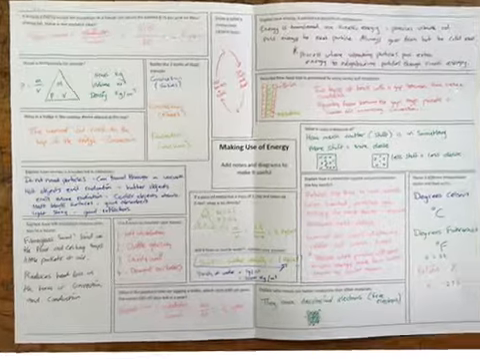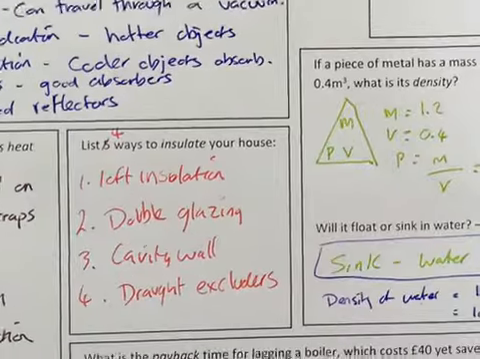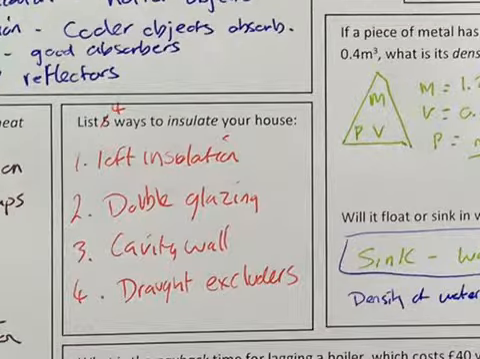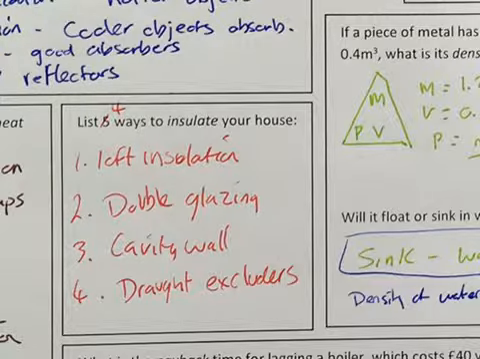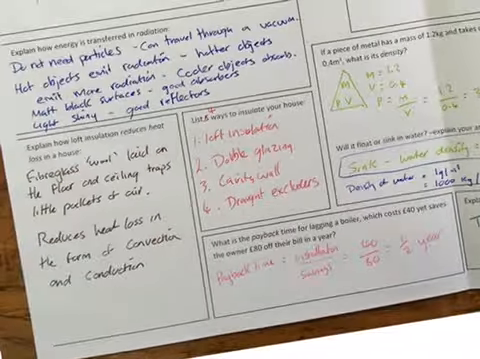And now I need to go back and do a little bit on insulation. So I've said 5 ways, but you only have to remember 4. So 4 ways to insulate your house. One is loft insulation. That is fiberglass in the attic. Double glazing. Hopefully that's fairly self-explanatory. Cavity wall insulation, which I'm going to talk about up there. And then draft excluders. So that is like if you've got a gap under your door, just block it up basically. There's a bit more on payback time there. I'll come back to that.